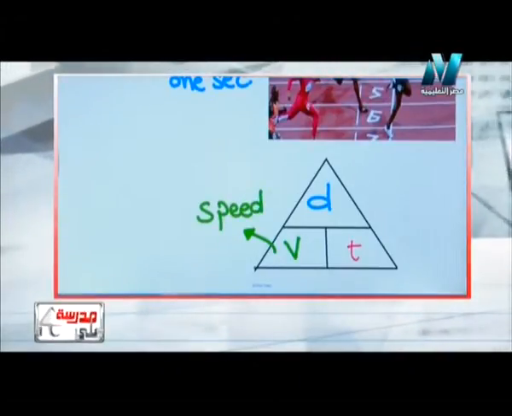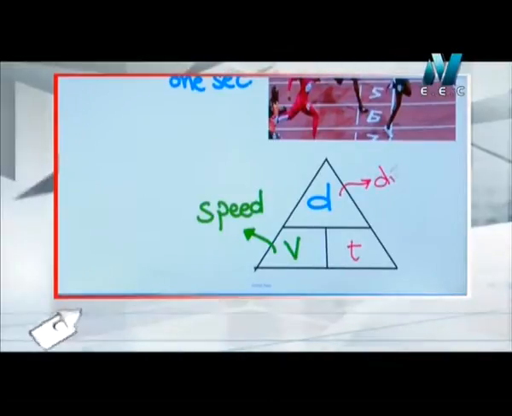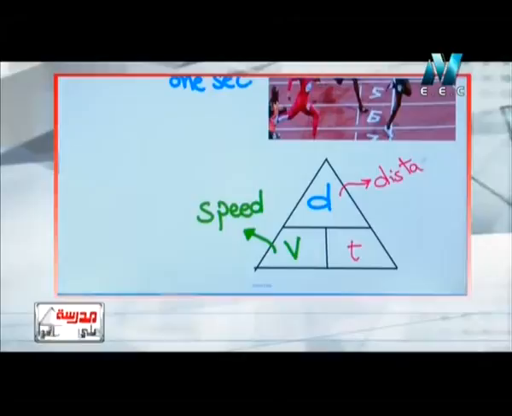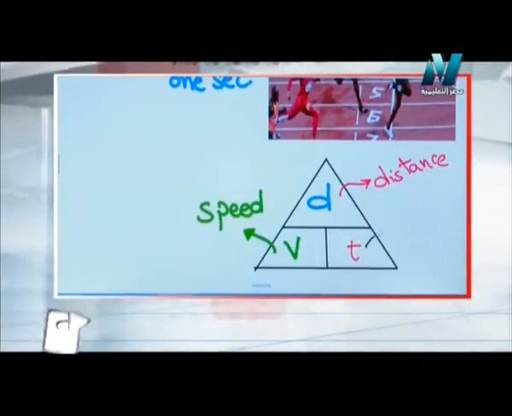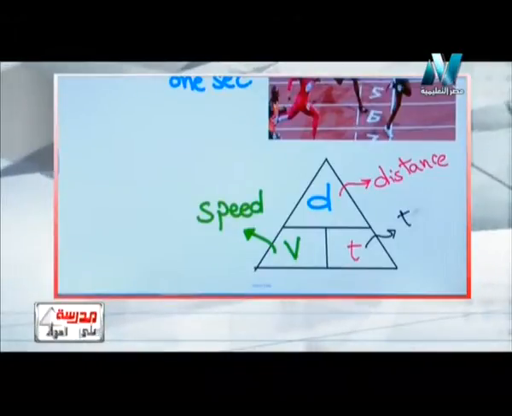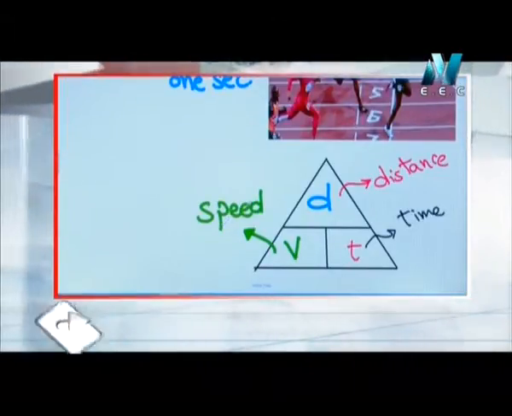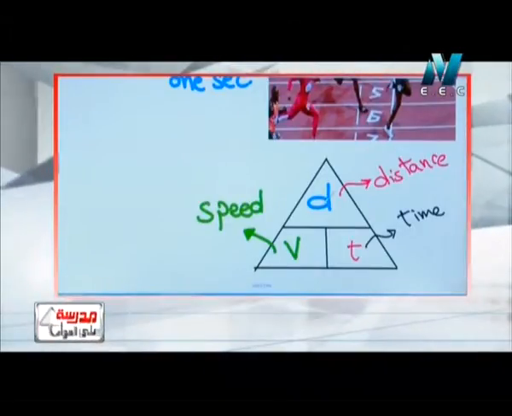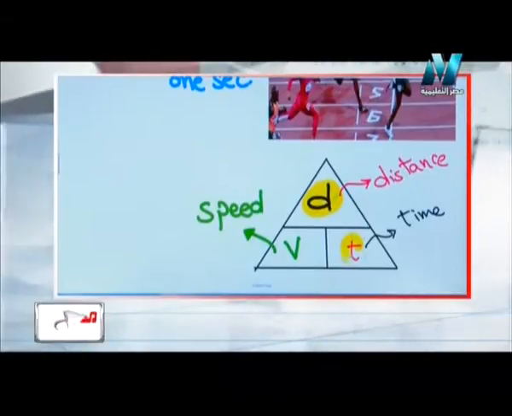And here we have D, which means what? Distance. Yes, here we have distance. And at the same time we have the third concept, time. So we have to know what is meant by speed. Speed is distance covered, from the magic triangle, through time unit.